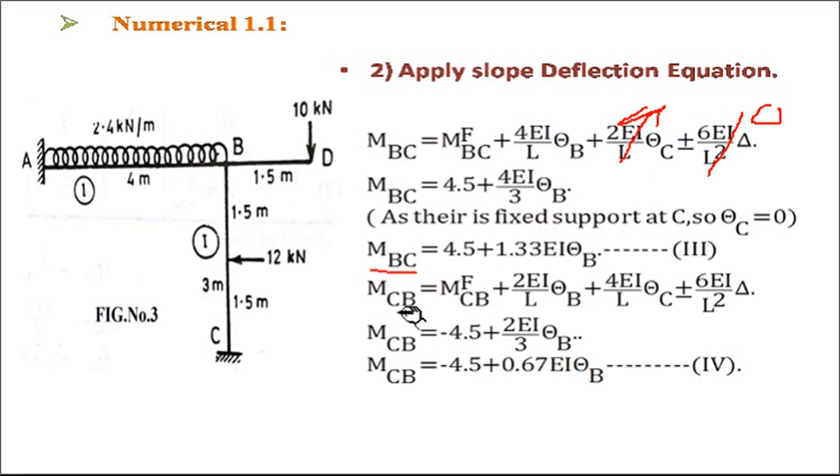Next we'll apply the slope and deflection equation for the member CB. Again here at C fixed support is there, so theta C will be equal to 0, and no sinking of support is given, so delta is 0. So putting the value of fixed moment and length, we'll get the moment equation for the member CB.